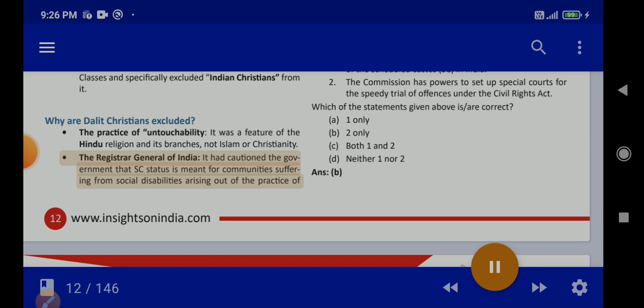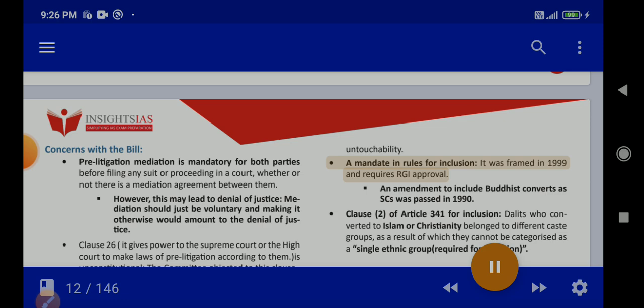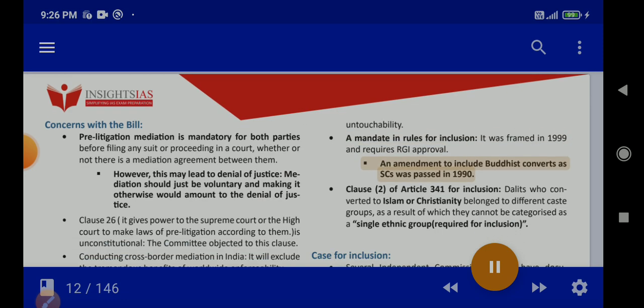The Registrar General of India had cautioned the government that SC status is meant for communities suffering from social disabilities arising out of the practice of untouchability. A mandate in the rules for inclusion was framed in 1999 and requires RGI approval. An amendment to include Buddhist converts as SCs was passed in 1990.